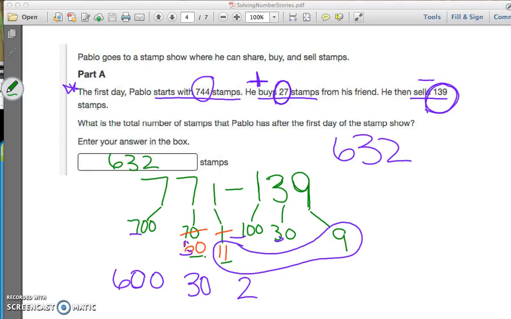This was just a review of how we can use tens and ones and make tens to solve a number story. It's not the end though. We have more strategies to learn. See ya on part B.